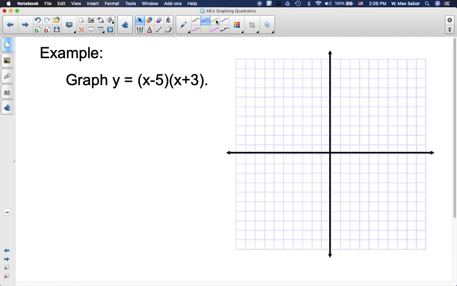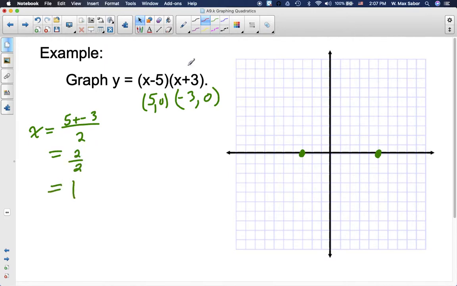So, next one. We have 5 and negative 3 are the roots. So that's 5 comma 0 and negative 3 comma 0 are our roots. Let's go to 5 comma 0 and negative 3 comma 0. For finding the axis of symmetry, it's going to be halfway between 5 and negative 3. So that's 2 over 2, which is 1. And you'll also see that when we graph the line, there is our axis of symmetry.